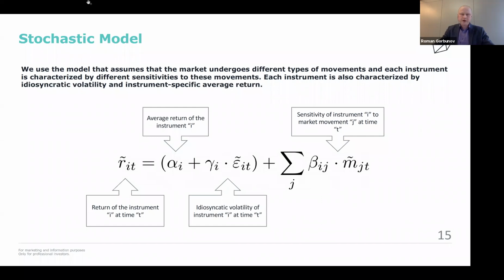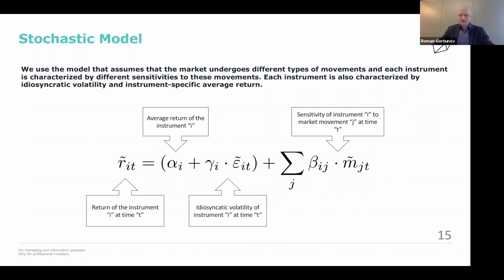On the left, we have in brackets what we call the idiosyncratic part of the model. And this part describes the properties of the stock which have nothing to do with the global market movement. So basically here we have alpha, which models the average or expected return of a given stock. And then we have gamma, which models the volatility or variance of the given stock. And epsilon is some unknown distribution, which is normalized, meaning that we have average equal to 0 and variance equal to 1. So basically, to model the part of the return that has nothing to do with the market movement, we need to have two parameters per stock, which are alpha and gamma.